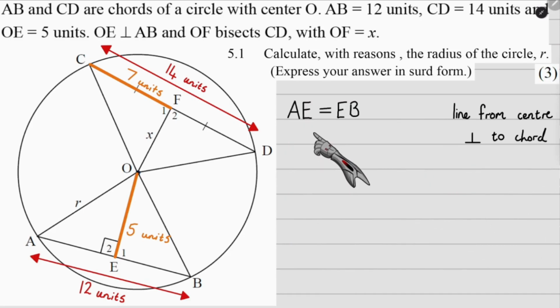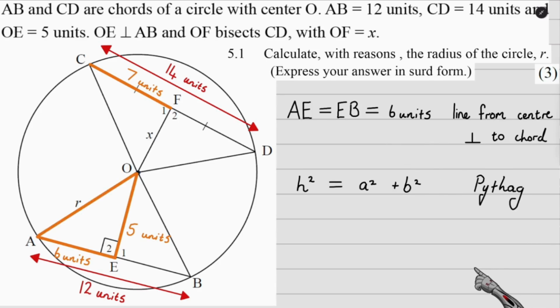And we're going to state it just like this. AE equals EB, line from center perpendicular to chord. And then if this is 12 units, I'm just going to halve that to get the length of both of these sides. So if I halve that, it gives me 6 units. So now you can see I've set myself up for the Pythagoras part.